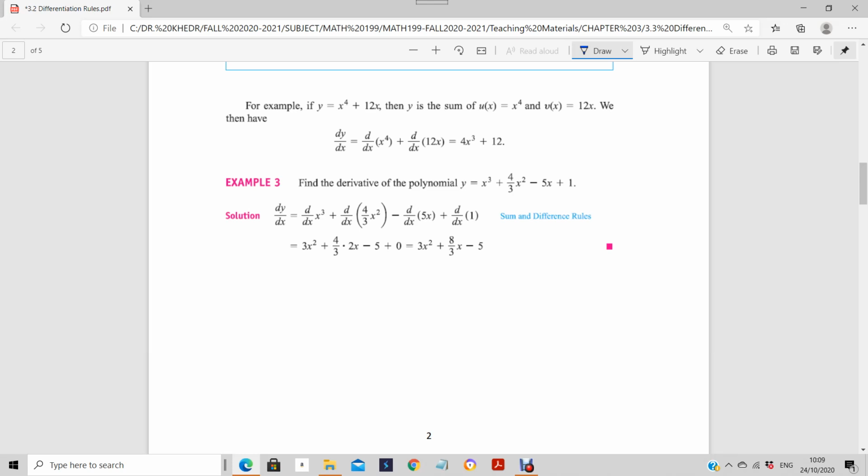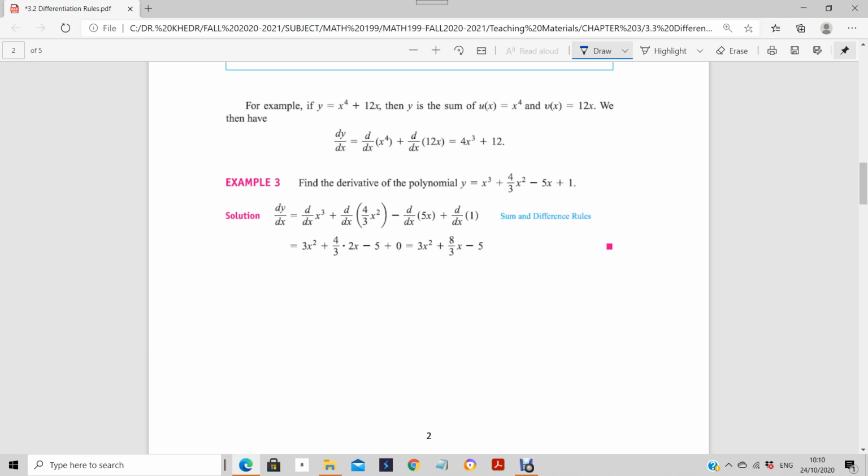Now find the derivative of this polynomial function, y equals x to the power of 3 plus 4 by 3x squared minus 5x plus 1. You can see this function is a sum of 4 functions. So the derivative of this function will be found by finding the derivative of each of these 4 functions and adding the derivatives together. So the derivative of the first function will be 3x squared using the power rule.